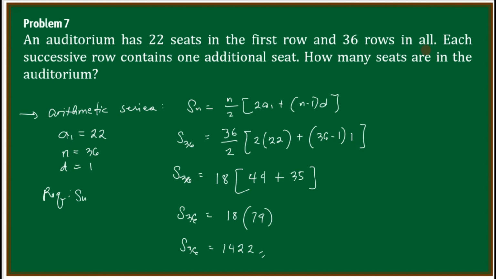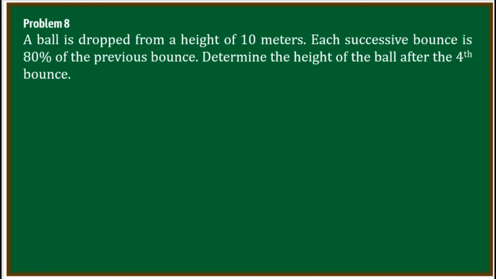Okay. So, let's continue. Problem number 8. Okay, a ball is dropped from a height of 10 meters. Each successive bounce is 80% of the previous bounce. Determine the height of the ball after the fourth bounce. Okay, so kung iisipin natin yan guys, so the original height is 10 meters. So, 80% yung successive bounce ng previous bounce. So, ibig sabihin, the first bounce will be 80% ng 10. So, that is what? 8, right? 10 times 0.8 is 8. Okay. So, 8 meters to.